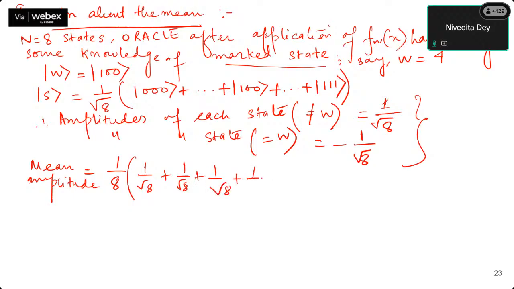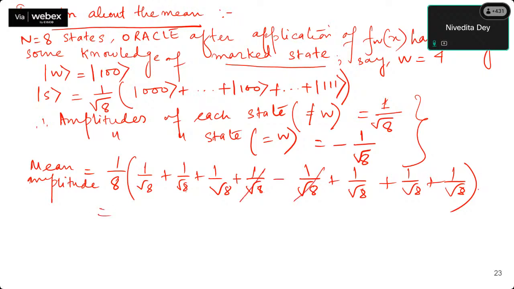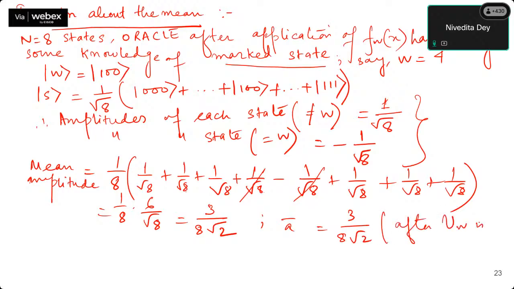Okay, for this is 0, 1, 2, 3. For 4, it will be minus, this 5, 6, and 7. This is the entire thing. If we have to calculate the mean amplitude, all of the amplitudes divided by 8, so one of the values will be cancelled out. So from here 6 values are there, so it's 1 by 8 into 6 by root 8, which is equivalent to, I think, 3 by 8 root 2, something like that. Okay, so a bar was 3 by 8 root 2 after only UW is done.